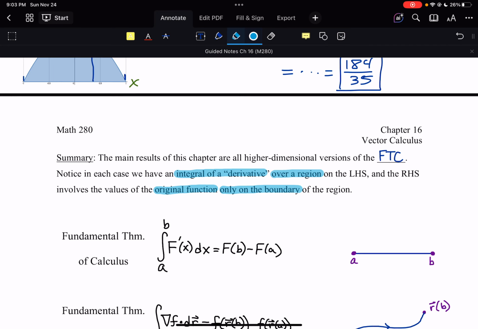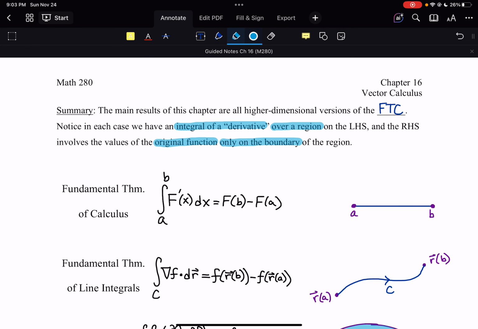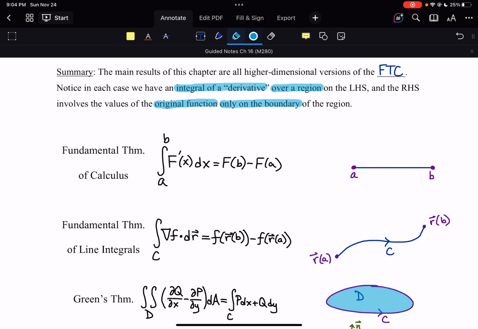Now, if we look at some of our other major results here, here's the fundamental theorem of line integrals. We have the line integral of grad f dot dr, so grad f, whose components are the partial derivatives. So this is the integral of a derivative over the curve, so that's the region in question here, the curve C, equals, on the right-hand side, the original function f evaluated only at the endpoints of that curve C. So we can see a little more direct comparison between those two.